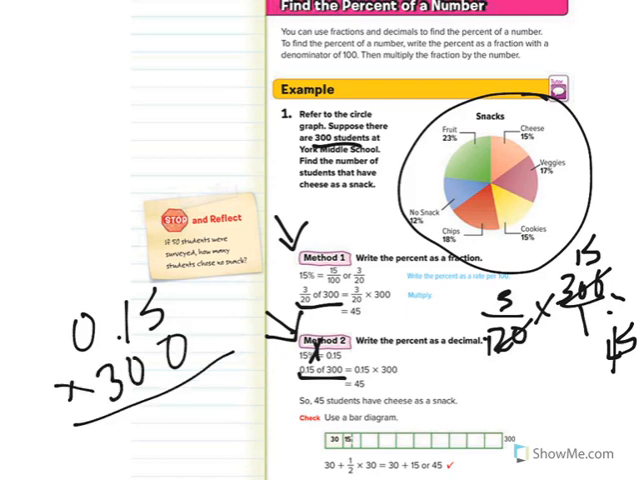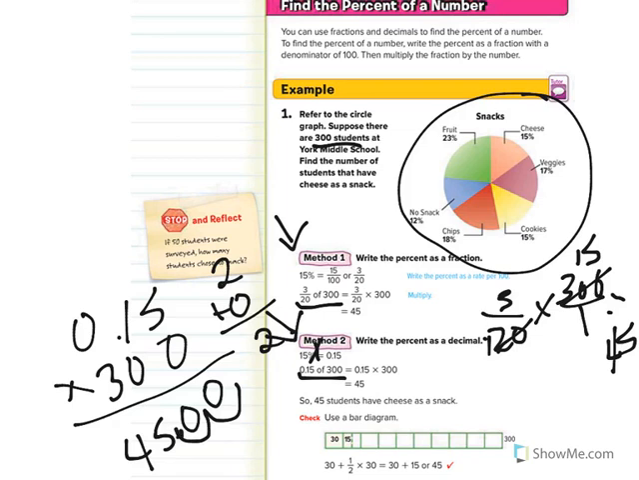When you do that multiplication, you can just go through and do it. And remember, at the end, you have to count how many decimal places there are in your factors. There are 2 here and 0 here, so your product will have 2, and it'll be 45. So either way, you'll get that 45 students have cheese as a snack. Try the Got It problem below to check your understanding.